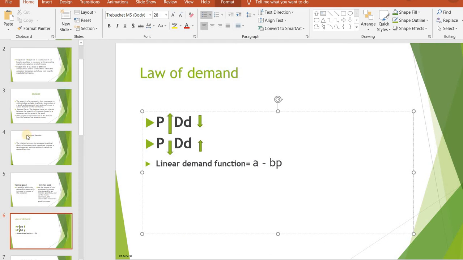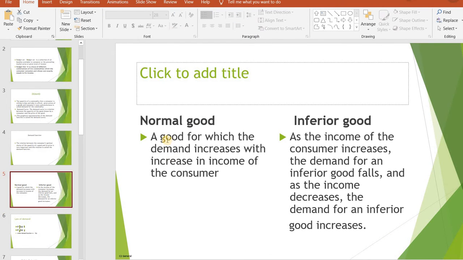Then what is a normal good? A normal good means a good for which the demand increases with the increase in income of the consumer. Suppose your income increases, normally you will think we can buy more dresses or more food items. That one is a normal good. When the income increases and a good's demand is increasing, we can call it a normal good.